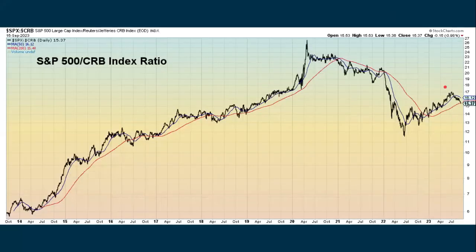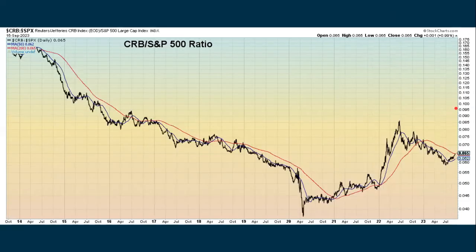We look at a ratio between the S&P 500 and the CRB, where they're both doing well, even though the S&P has been under some pressure, and that's why we're seeing this coming down, but the S&P continues to outperform. We're going to be watching this to see if we fall below this red moving average and eventually see a death cross here. We look at an inverse of that same chart showing how the CRB has been underperforming, but bouncing back recently.